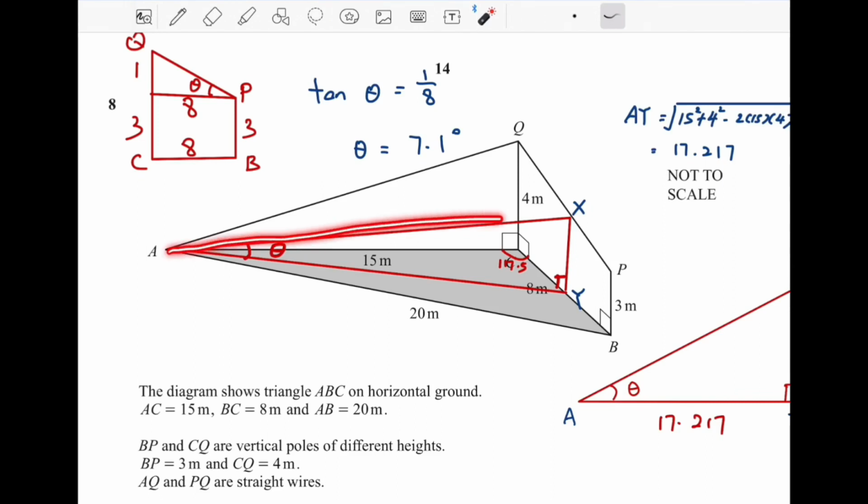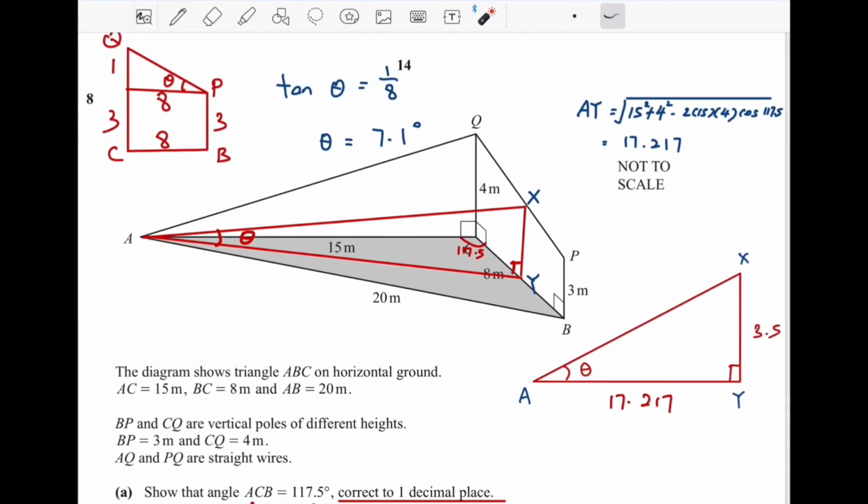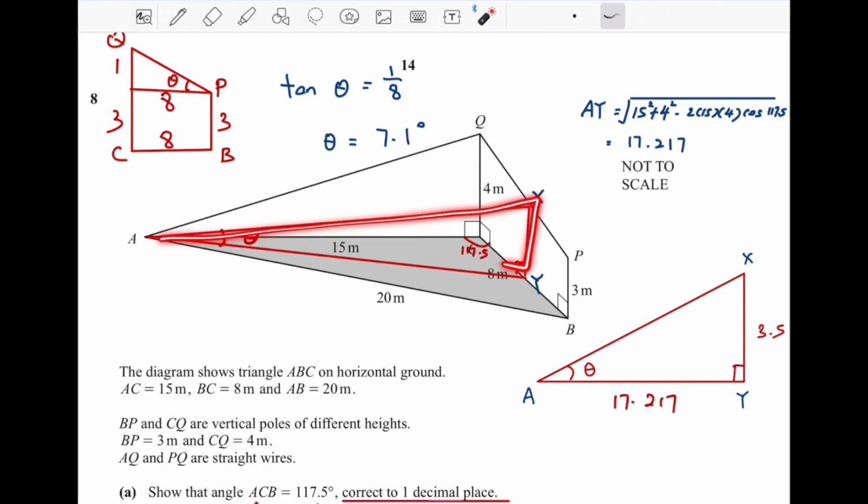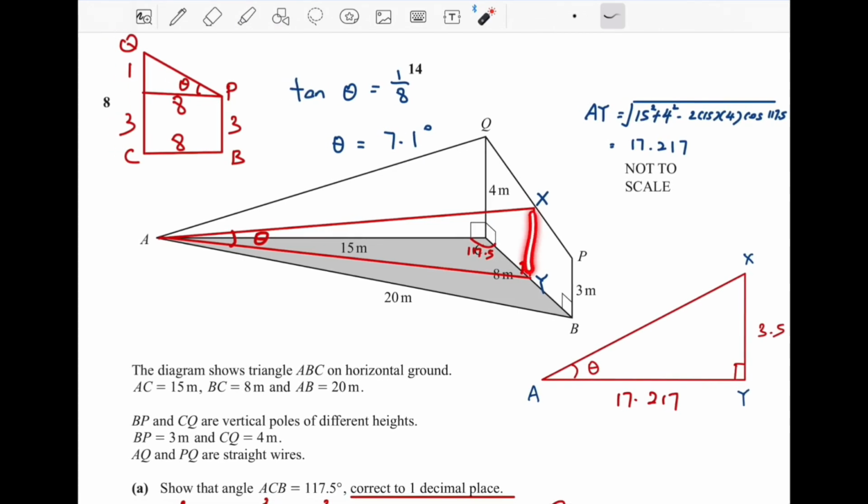So this is the right angle triangle with the included angle. I have laid out this right angle triangle over this side. How do I know that the length here is 3.5? How do we know? You see, this is a trapezium. If this is 3 meter and this is 4 meter, then the one in between must be 3.5 meter. So this one is 3.5 meter. That's the length for XY.